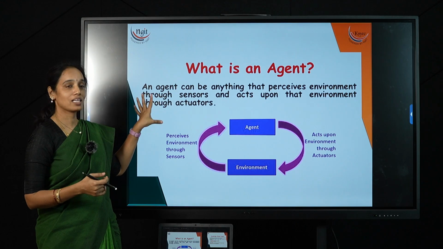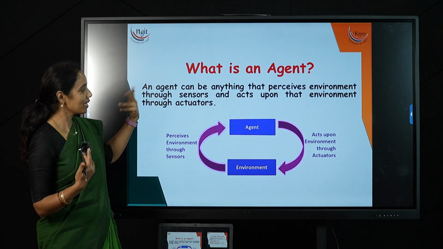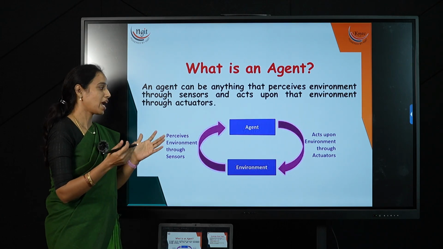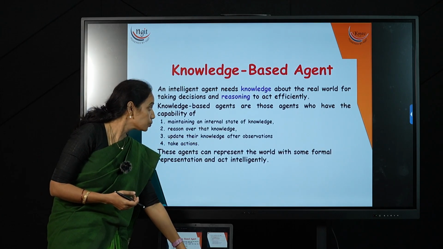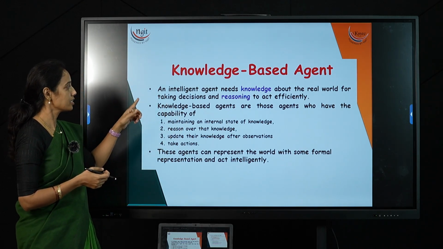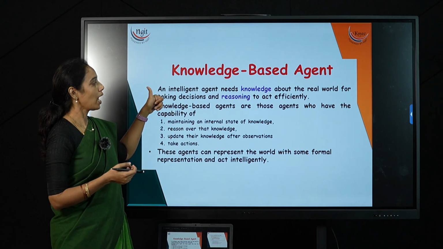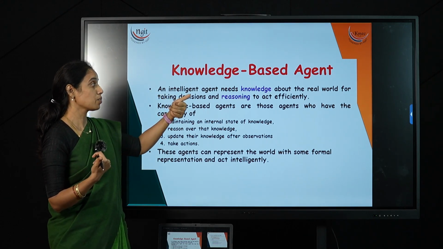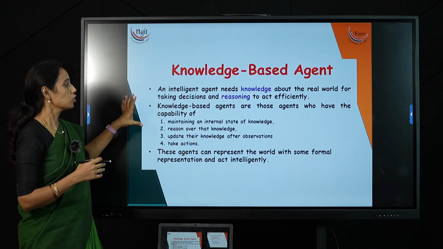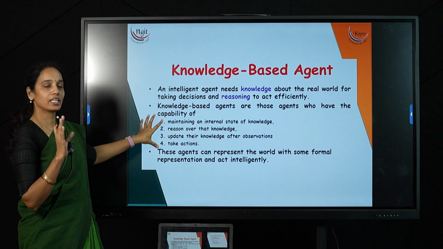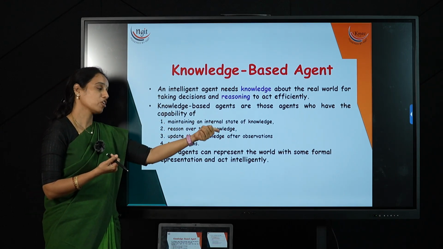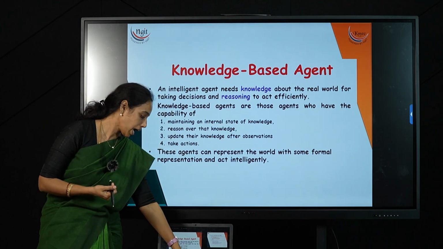So we know what an agent is. An agent can be anything that perceives the environment through sensors and acts upon the environment through actuators. The main central component of a knowledge based agent is the knowledge base. An intelligent agent needs knowledge about the real world for taking decisions and reasoning to act efficiently. These agents should have the capability of maintaining an internal state of knowledge, reasoning over that knowledge, and updating their knowledge after observations and then taking actions.